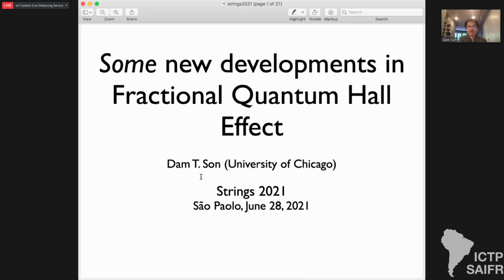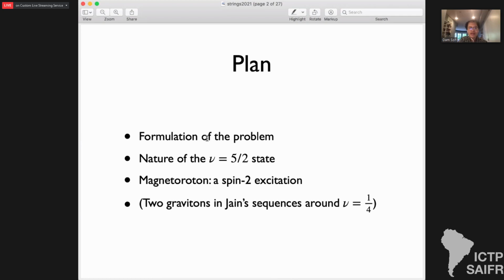First, I will formulate the problem of the quantum Hall physics in a way that makes connection to the formalism of field theory. And then I'm going to mention two relatively new developments in fractional quantum Hall physics. First is the nature of the so-called nu equal 5/2 state, and then the nature of the excitation called the magnetoroton.